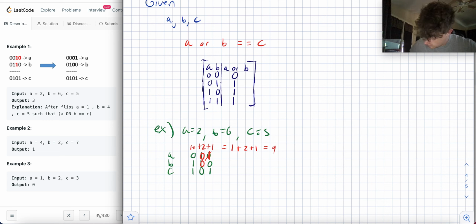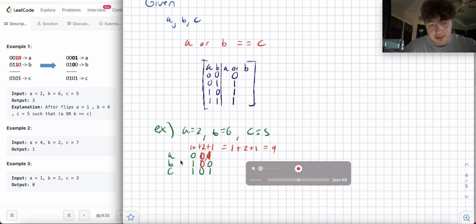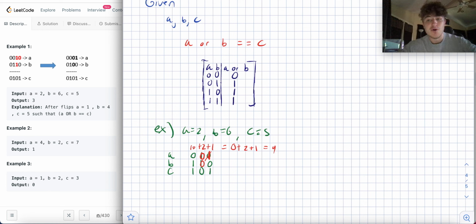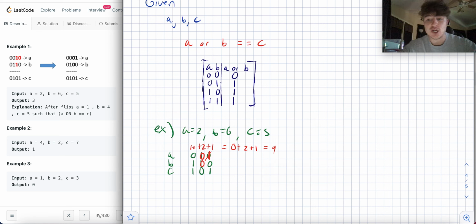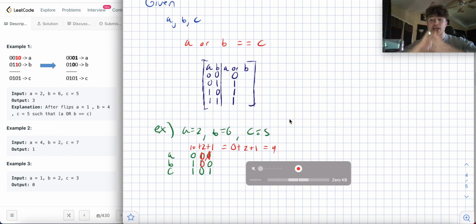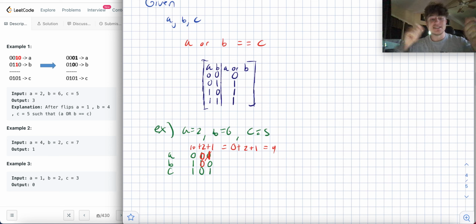Oh, I don't know why I did 1 plus 2 plus 1. It's 0 plus 2 plus 1, right? 0 plus 2 plus 1 gives us 4. So all we really need to do when we look at this problem is, well, we know that each of these bits are isolated examples, right? They're isolated points where we consider how much we have to add to our score to make this OR true. So let's look at all A, B, C pairs and make decisions about what that means for the problem.